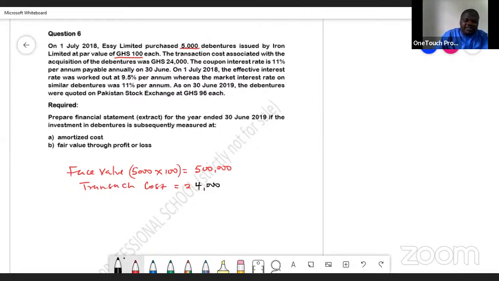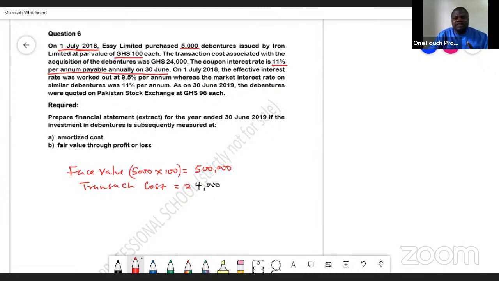Coupon interest rate is 11%. Take note here. The coupon interest rate is 11% per annum, payable annually on 30th June. So the first year will be 2019. The 2019 financial year starts from 1st July 2018. Take note of that. The fact that you have seen 2018 does not mean that the first year is 2018. The first year ends on 30th June 2019. So June will be the first year. Take note of that. Okay.